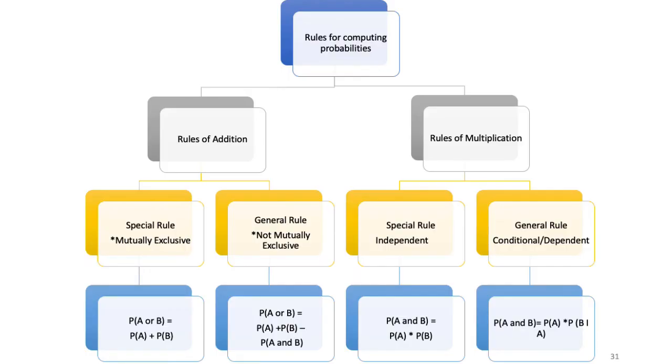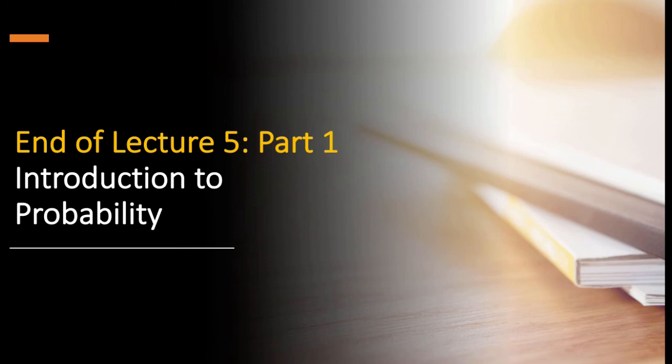This is just a figure basically looking at all the rules of computing probabilities, the rules of addition, multiplication, and their different equations for you guys to have for your notes. That's the end of Lecture 5, Part 1. Please move on to Part 2.